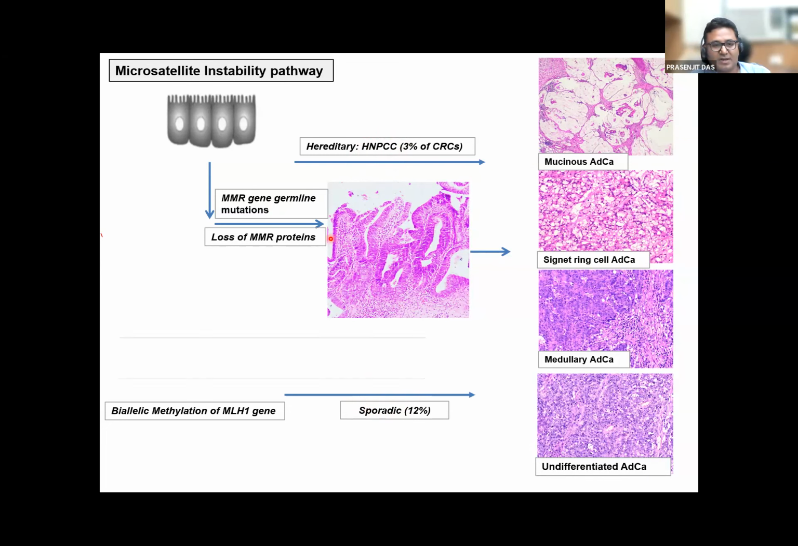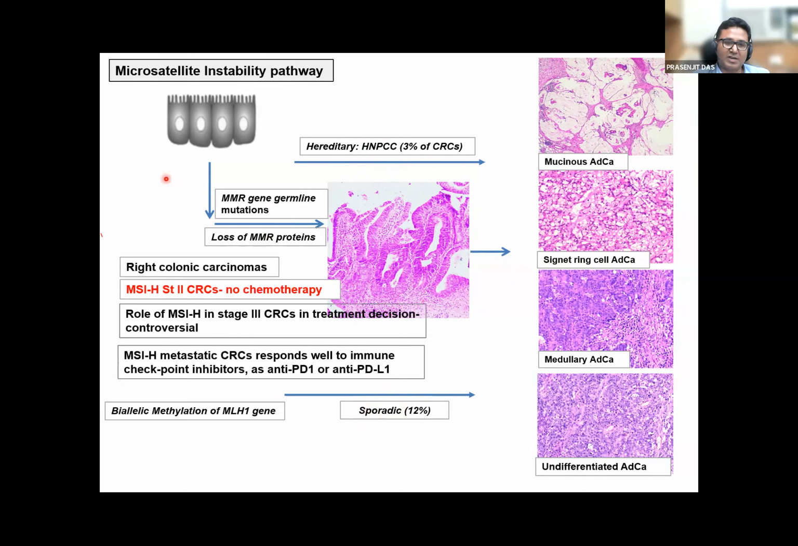And these tumors are commonly right colonic carcinomas. There are typical, very important scenarios where MSI testing is important, because MSI-high tumors, stage 2 colorectal carcinomas, usually don't require any chemotherapy unless there is a high risk factor. And also, as has been mentioned, in the stage 3 N0 group you can decide based on the microsatellite instability. If it is present there, you can observe; there is no requirement of chemotherapy.